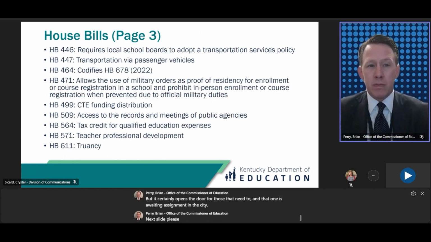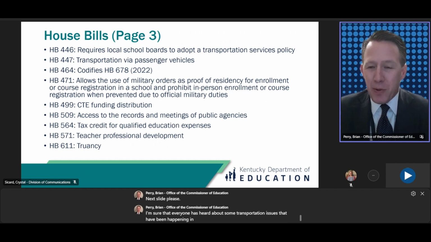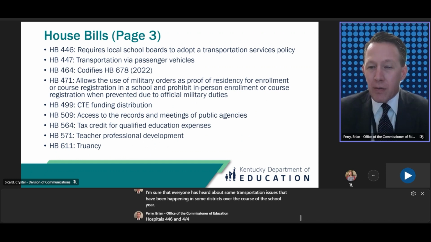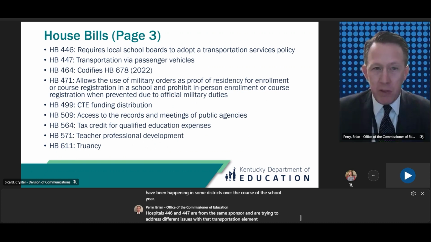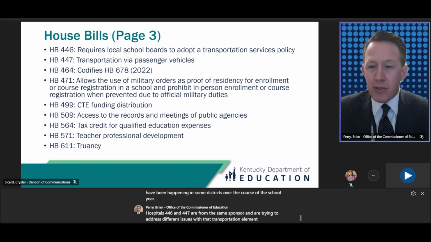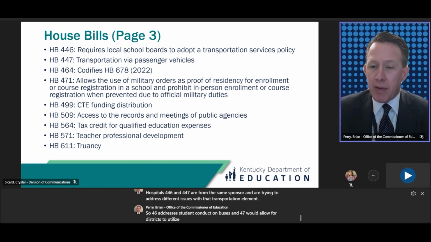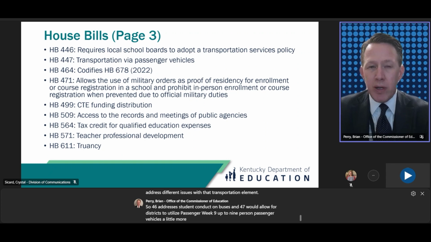Next slide, please. I'm sure that everyone has heard about some transportation issues that have been happening in some districts over the course of the school year. House Bills 446 and 447 are from the same sponsor and are trying to address different issues with that transportation element. So 446 addresses student conduct on buses, and 447 would allow districts to utilize up to nine-person passenger vehicles a little more liberally.